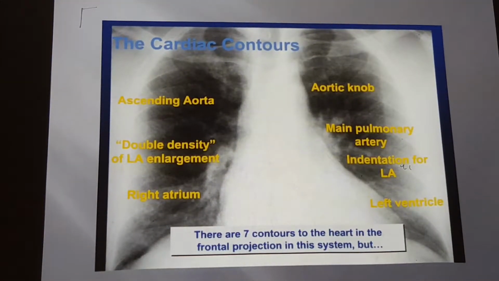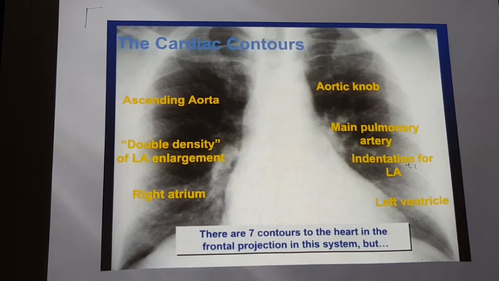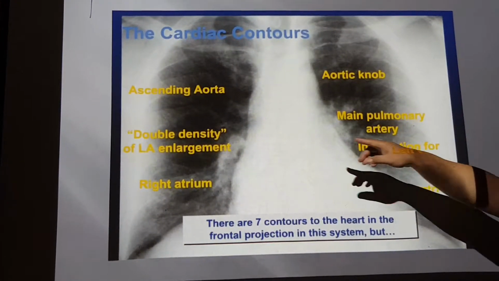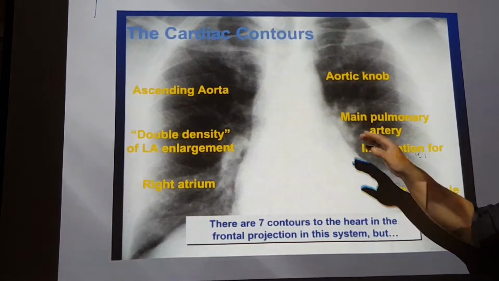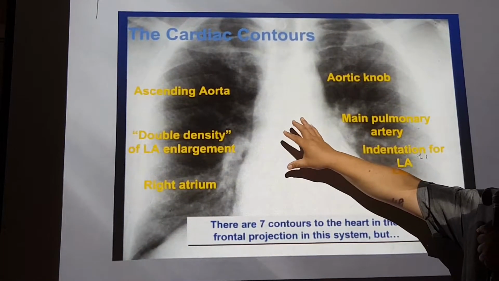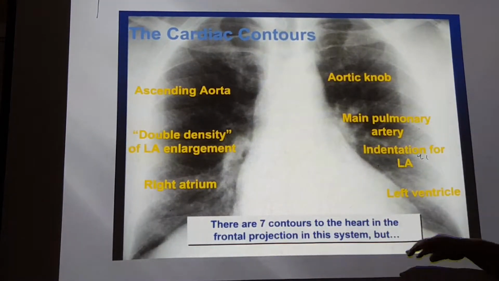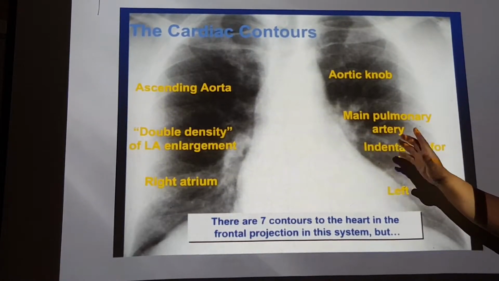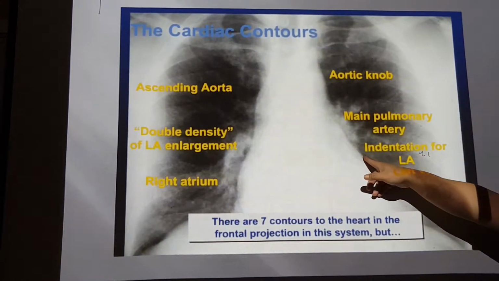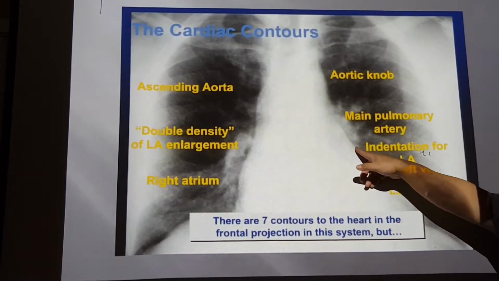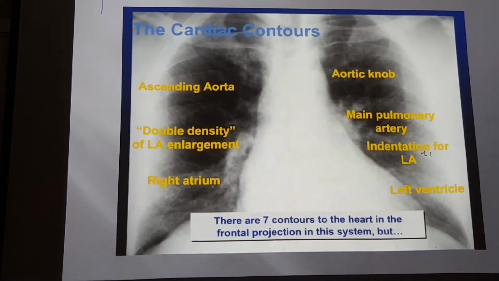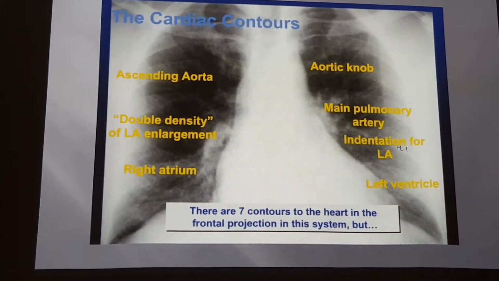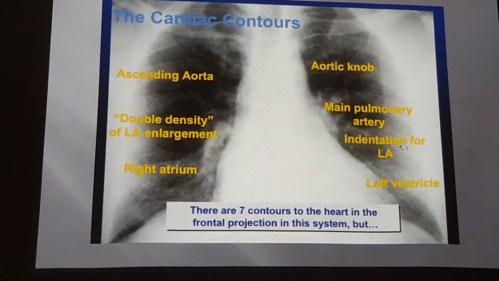These are the 7 cardiac contours that you must know. The silhouette of the ascending aorta, then the double density of the left atrial enlargement, that's your right atrium, the aortic valve, the main pulmonary artery segment. This is the indentation for your left atrium, which should normally be concave, and the left ventricle. So these are the contours we check on the chest radiograph.